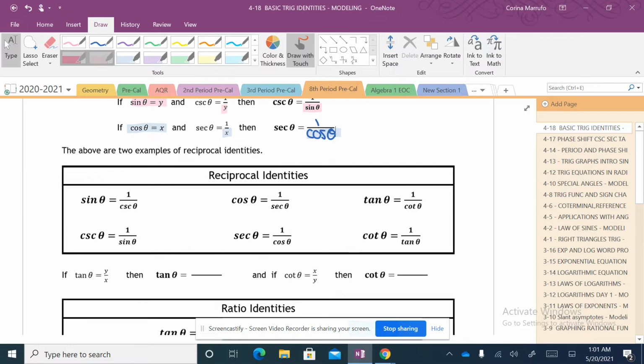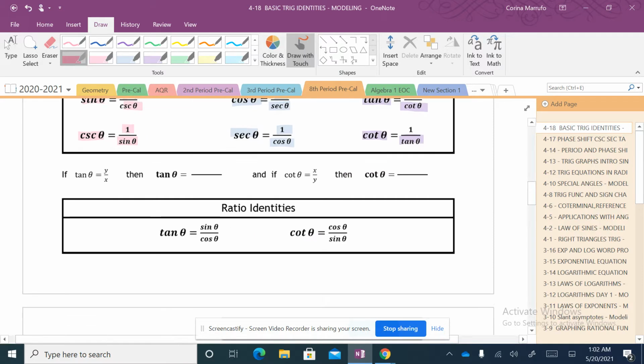So the opposite of sine is cosecant, so it would be 1 over cosecant. The opposite of cosecant is sine, so it would be 1 over sine. Okay. For cosine, it'll be 1 over secant, and the opposite of secant is cosine, so it's 1 over cosine. Okay. We can also do this with our tangent and cotangent. So the opposite of tangent is cotangent, so it'll be 1 over cotangent, and cotangent is equal to 1 over tangent. These are called our reciprocal identities.